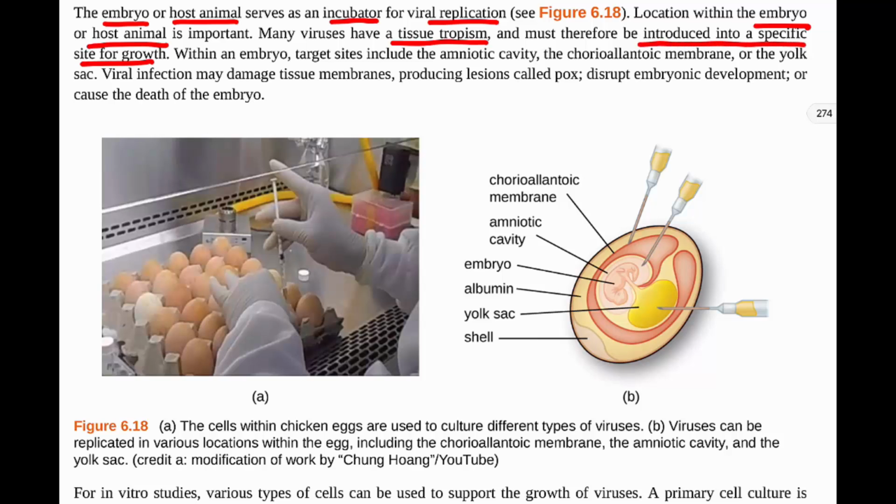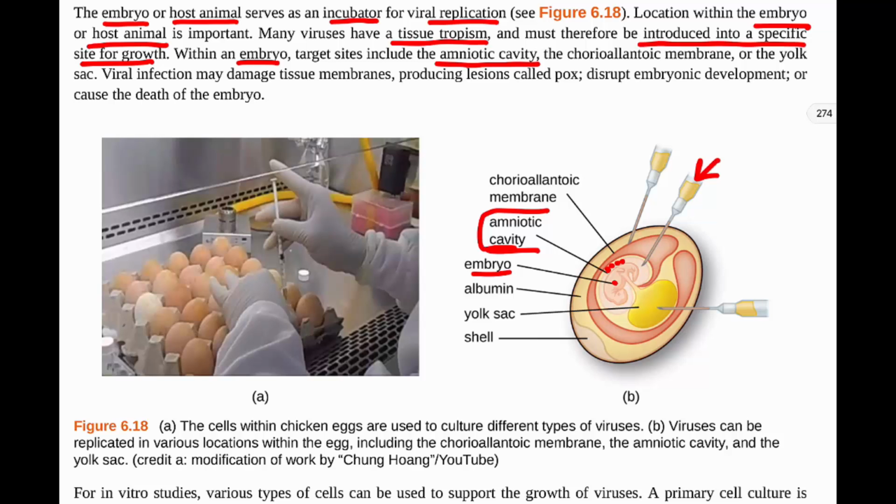this egg. So within the embryo, target sites include the amniotic cavity. So you can see here in our illustration, the amniotic cavity is right around the organism. So we have the embryo here. That's this guy here. So for example, in the hen's egg, it would be the growing chicken. And then we have the amniotic cavity right around there. So they made, like this one is injecting some filtrate with the virus in that amniotic cavity.